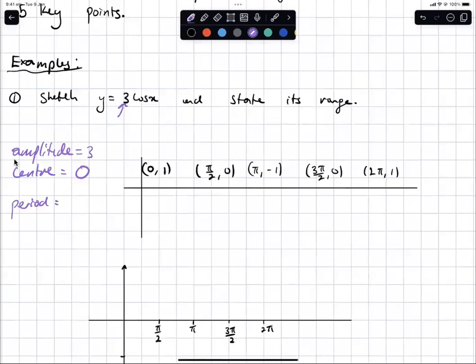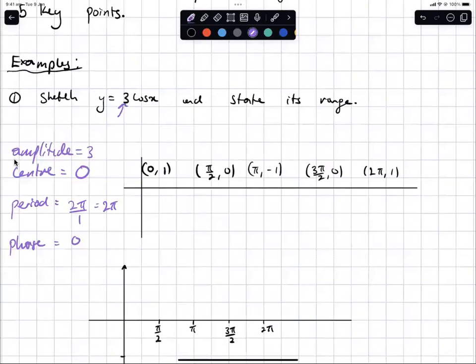We haven't horizontally dilated it. So it's still 2 pi divided by 1, 1 being the number that's attached in front of the x. So it's going to take one cycle to complete. One rotation will occur inside of 2 pi. And then the phase, or the horizontal translation, is just equal to 0 because we have nothing happening inside of our function with our x.